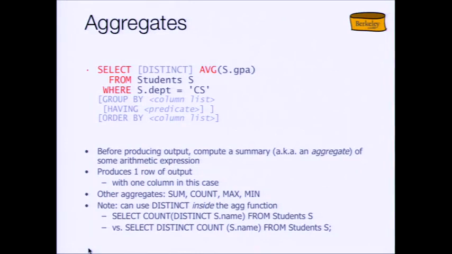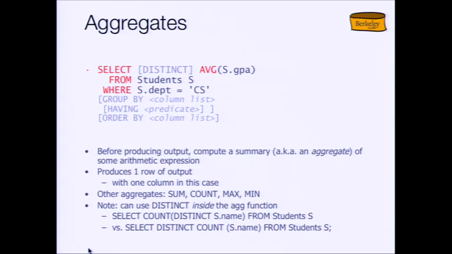Before producing the output, what happened here, right? We took all the input rows and we computed a summary of some arithmetic expression, average of s.gpa, where the input to that arithmetic expression was a set of numeric values, right? And this is going to produce one row of output, in this case with just the one column of the average. There are other aggregates besides average.